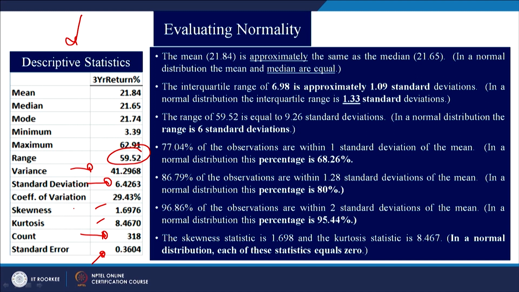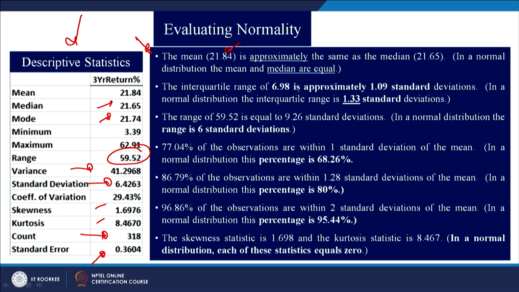If you look at this, the mean is 21.84, median 21.65 and mode 21.7. So, all are almost equal, and we know that in a normal distribution all these are equal. So, this is the first point.